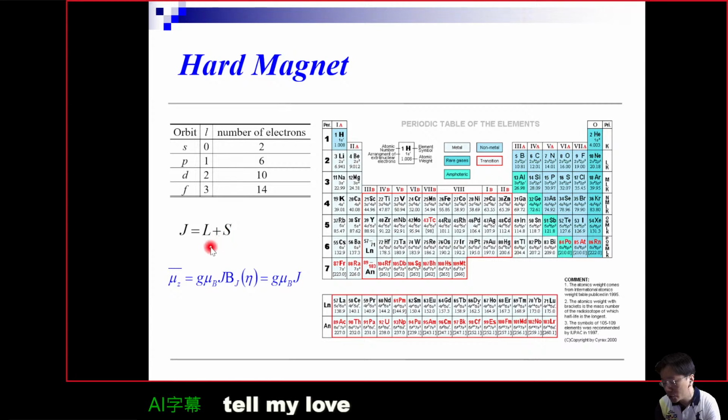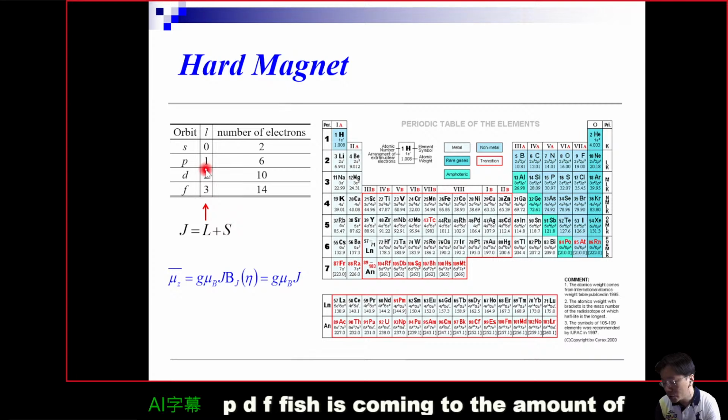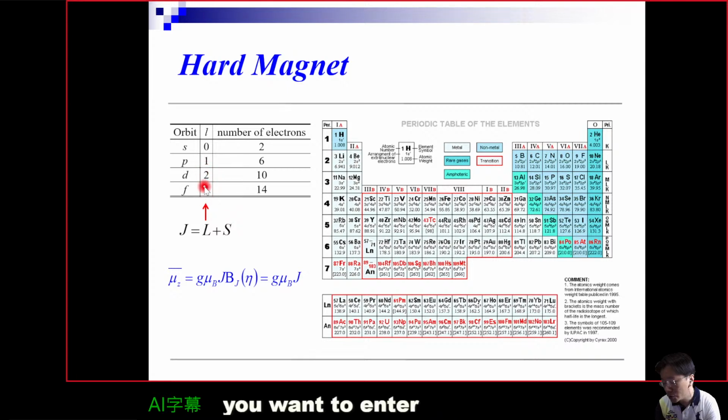So based on this rule, we can find out the maximum J from this choice. The first thing is we know the orbital subshells are s, p, d, f, which correspond to the angular momentum of 0, 1, 2, and 3. So if we want to let the J become maximum, you need to find the element that contains f electrons.